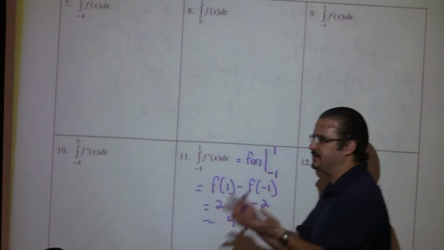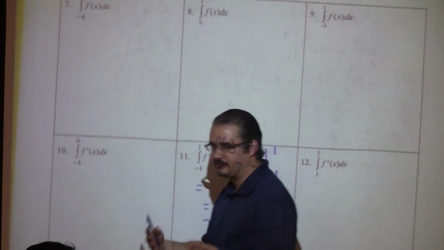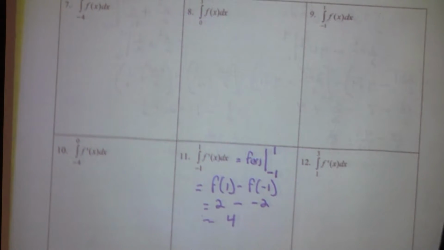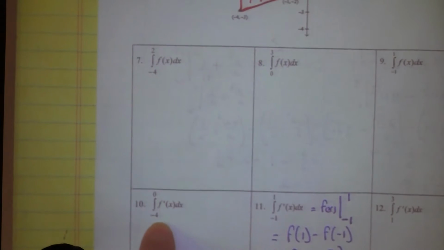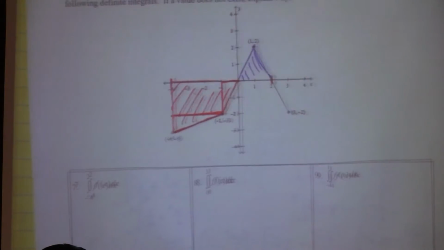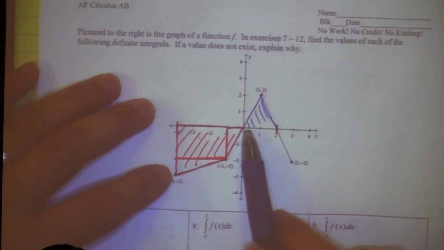One of them, we're using the graph and finding the space bounded between the curve and adding them up. The other one, I'm just using the graph to find the points in order to use it. See the difference? Check out this one. What's going to happen here? We're going from negative 4 to 0. Right? So negative 4 to 0.